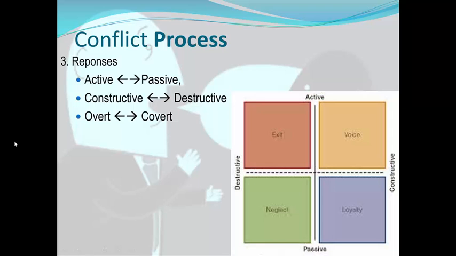So we have 4 different ones here. We have exit, voice, neglect, and loyalty. And so the most active and constructive is voice, and that's where we're actually going to talk about the issue. Exit means, right, you just duck out, you actively avoid, you actively kind of step out of it. Neglect is you don't even want to talk about the problem, so it's very destructive because you're not addressing it at all. And loyalty is, okay, I'm gonna let you win because this is right. I want to move forward, and this is just going to be the best way to do that. So I'm going to be loyal to the cause rather than standing up for myself.